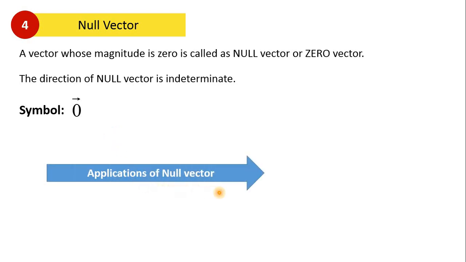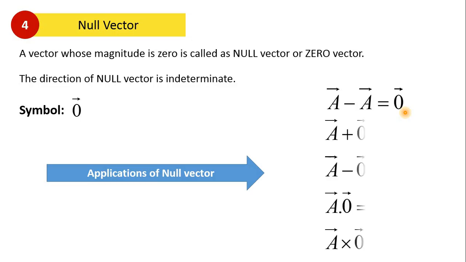What are the applications of the null vector in vector algebra? A vector minus the same vector is definitely 0, the null vector. Similarly, a vector plus the 0 vector is the vector itself. A vector minus the 0 vector is the vector. A dot 0 is a type of multiplication, and A dot 0 is equal to 0. And this is also another type of multiplication: A cross 0 is equal to 0.